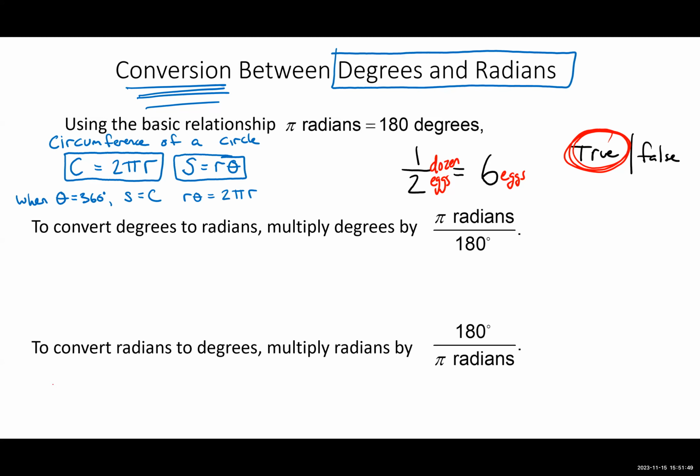Now this is an equation. We have an r on both sides. So if we divide both sides by r, we get theta is equal to 2 pi. When you are talking about one full circle, one full circular rotation, your angle is 360 degrees or 2 pi radians.